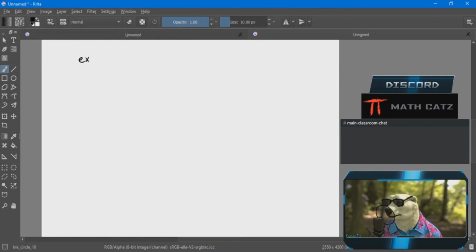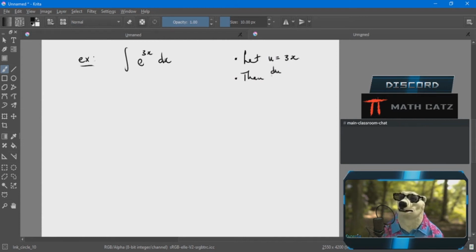I want to show one more example, just a little one, e to the 3x. Where I don't see a bracket, I still have to identify when substitution is appropriate, when I have a function of a function. So I'm going to say let, what's my inside function? My inside function in this case is 3x. So that's going to be my u, then the derivative is 3.